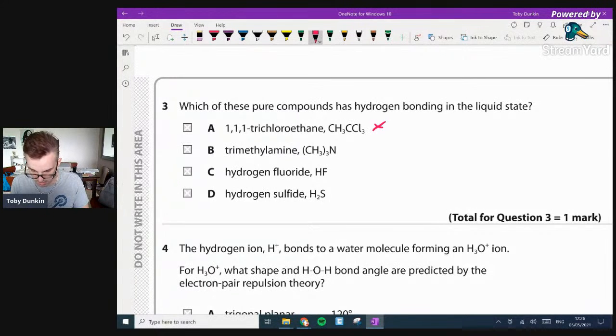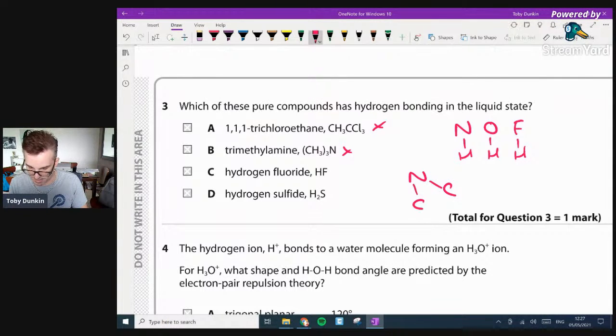Which of these pure compounds has hydrogen bonding in the liquid state? So no. The reason for this one is that in order to have hydrogen bonding, you need hydrogen directly bonded to nitrogen, oxygen, or fluorine. This one doesn't contain nitrogen, oxygen, or fluorine, so it's a no. This one does contain nitrogen, but it's got branches on each one of them, and there's no hydrogen on the end, which means no hydrogen bonding. Hydrogen fluoride, yes. Hydrogen sulfide, no.